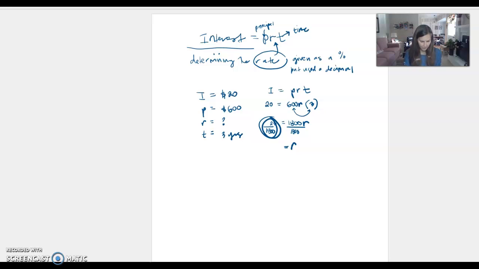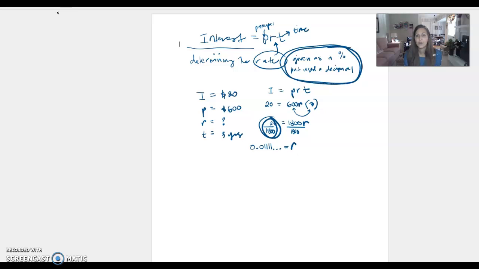Let me put that in my calculator. 20 divided by 1800. Okay, this is going to give me a decimal of 0.01111 repeating. You can put 3 dots like that. That just means it's repeating. Now, here's what I want to focus on. It's going to be given to you as a percent, but it is always used as a decimal.